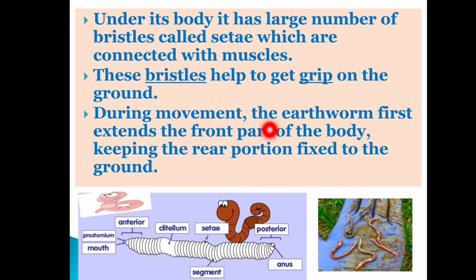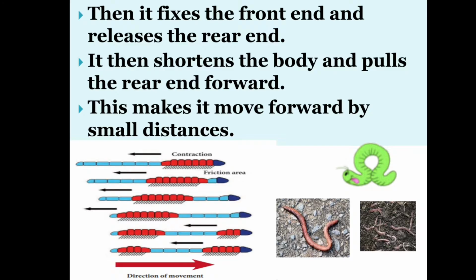During movement, the earthworm first extends the front part of the body, keeping the rear portion fixed to the ground. What is a rear portion? Rear portion is the back part. After that, it fixes the front end and releases the back end. It then shortens the body and pulls the rear end forward.